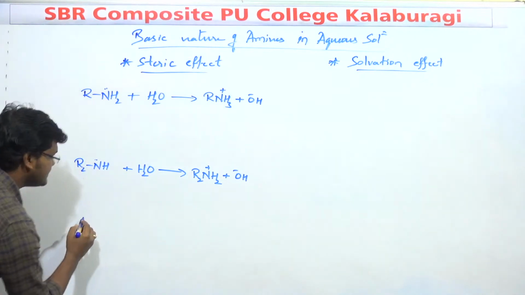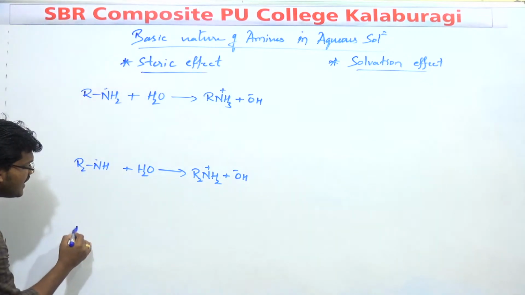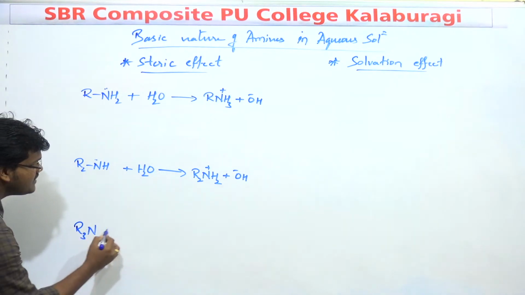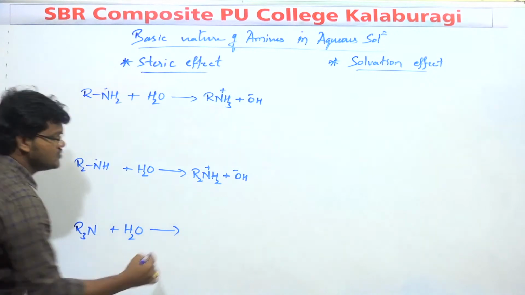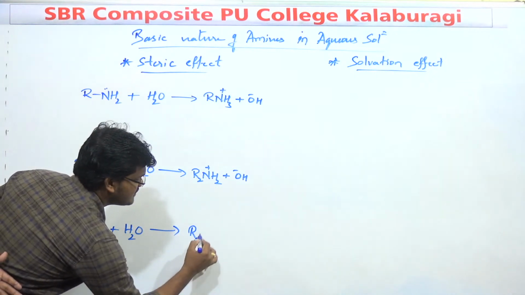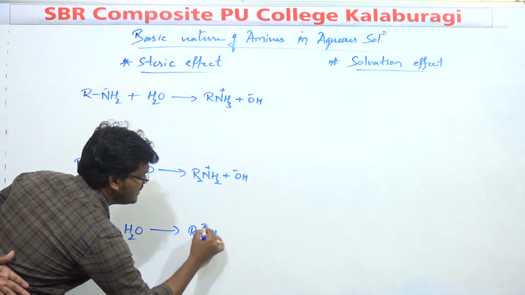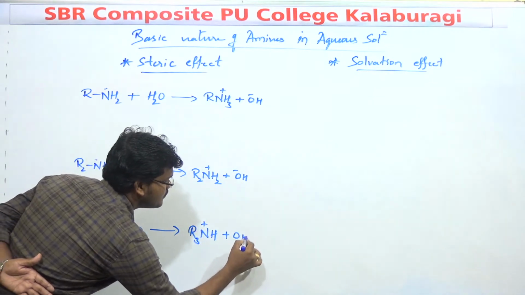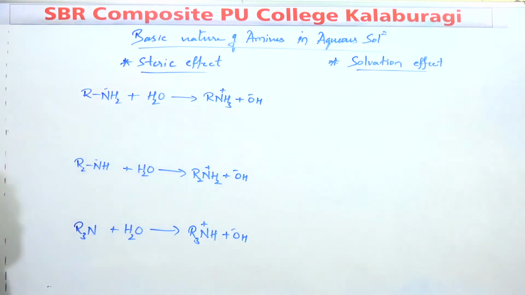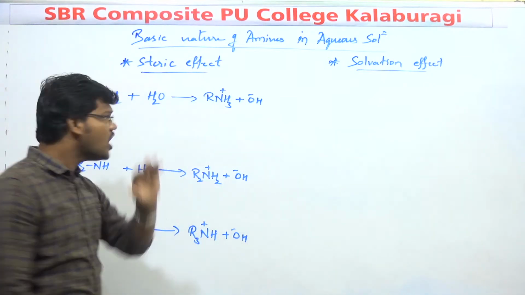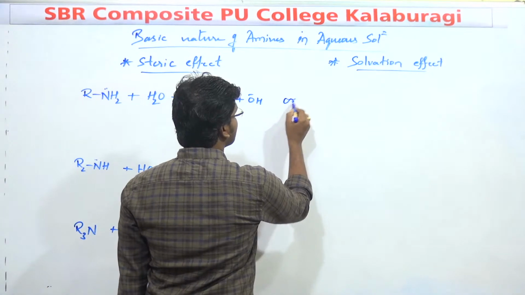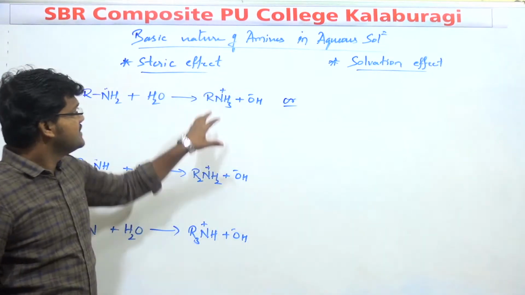Let me write the third one, R3N, also made to react with water so as to get R3NH plus OH minus. So the solvation effect, when they are dissolved in water, I can write these things. Or else these can be written like this.